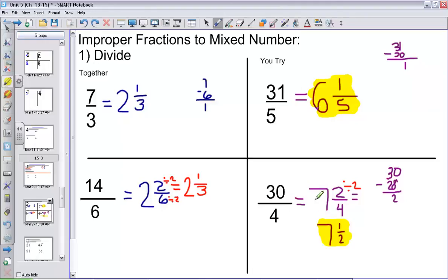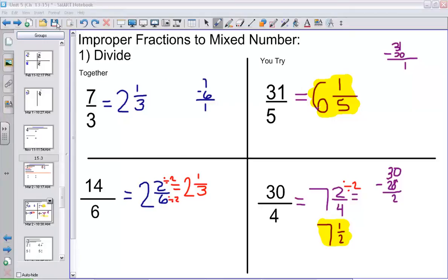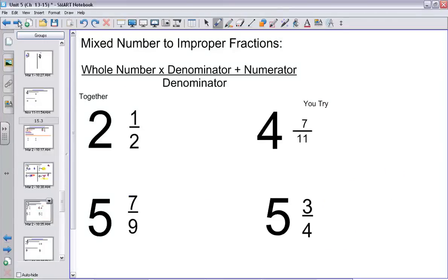30 over 4. How many times does 4 go into 30? 4 goes into 30 7 times, which gives me 28. So I'm going to do 30 minus 28 is 2. 2 is my numerator. 4 is my denominator. And again, in simplest form, that's going to be 7 1/2, because I divided by my greatest common factor of 2. Alright, so that's changing an improper fraction into a mixed number.